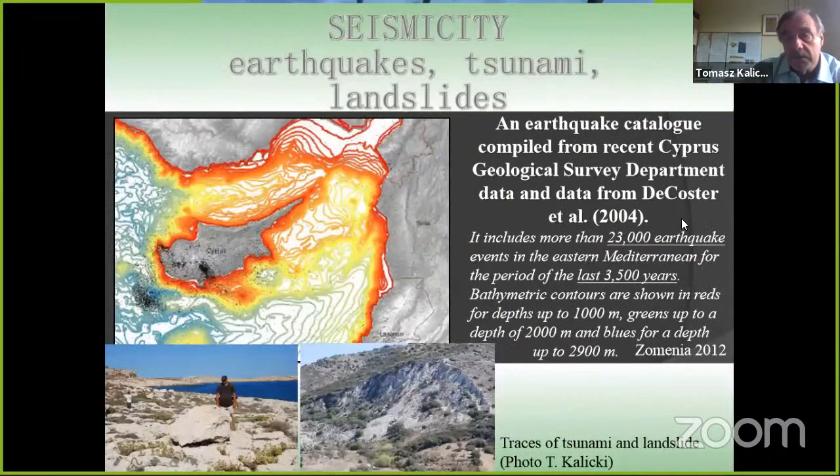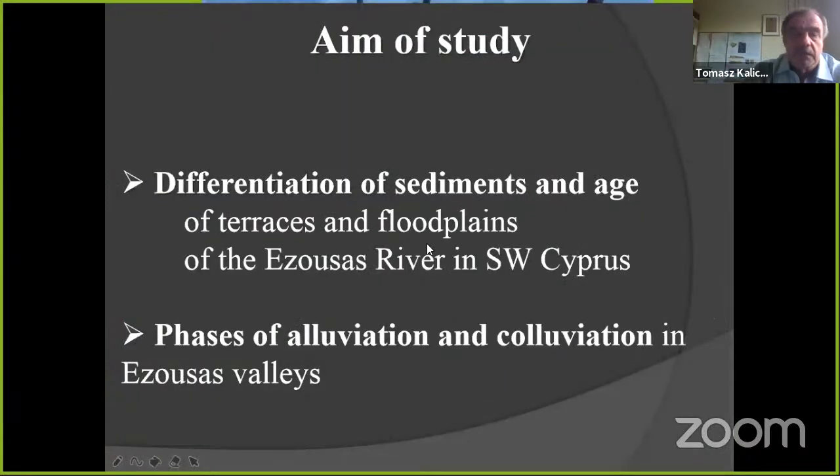And the second condition is the very high seismicity. That is the earthquake, tsunami, and landslide. There is the tsunami and landslides from this territory, and we also observe the influences of these events on the fluvial activity.